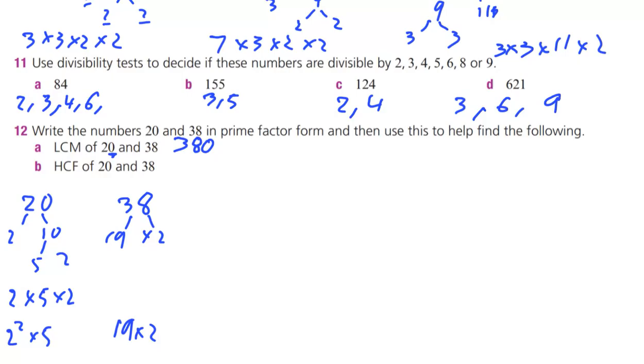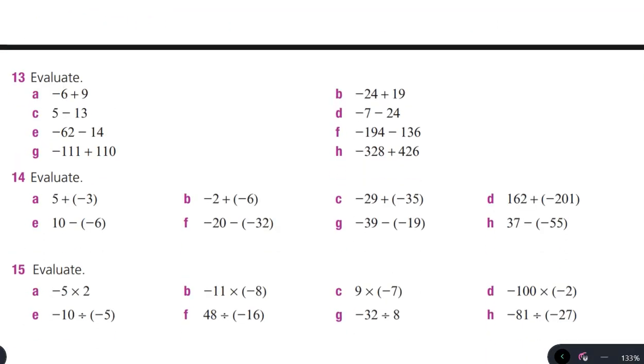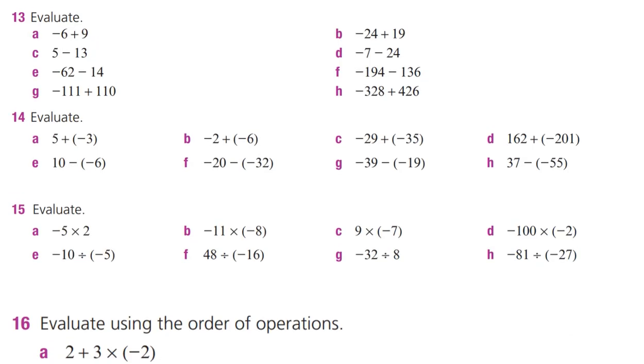Okay, for the next one, it's the highest common factor of 20 and 38. 2 is the biggest number that's in both lists. So 2 is the highest common factor. I'm just going to go through these fairly quickly because it should be fairly straightforward what you're doing. Hopefully I don't make any silly mistakes.